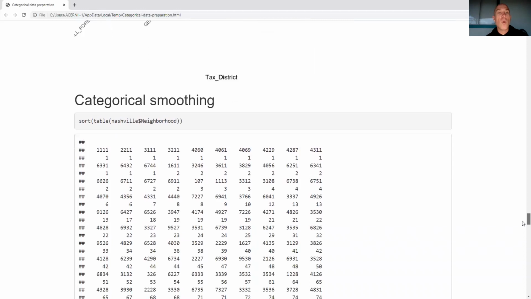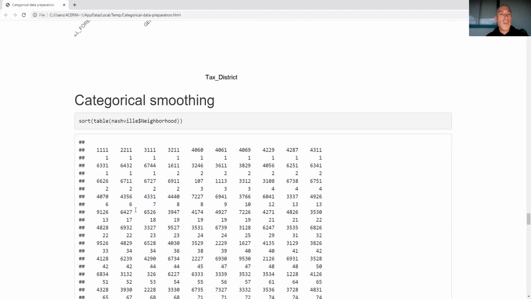All right, so now let's do categorical smoothing. Let's look at neighborhood again. I do not want to manually go through and bin these. I can't. It's not possible. It's just too much for me to do. So binning really isn't an option on neighborhoods. There are just too many of them.